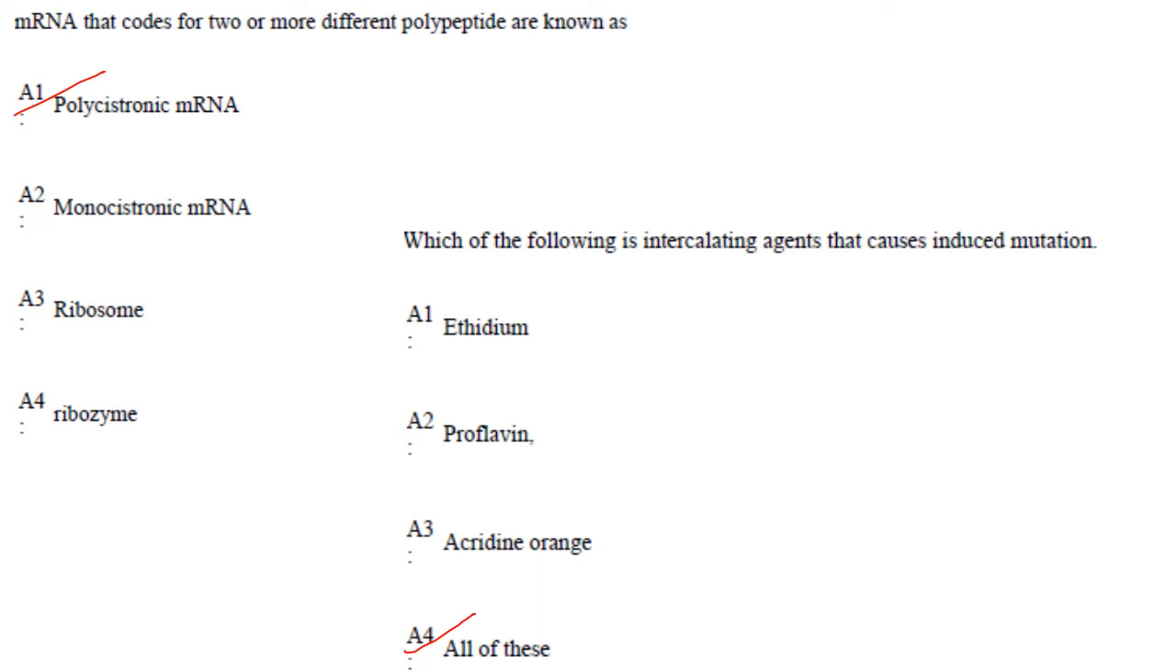Then mRNA that codes for two or more different polypeptides are known as... So mRNA that encode multiple polypeptides are called polycistronic, whereas monocistronic mRNAs encode only a single polypeptide. So the answer here is option 1. Then which of the following intercalating agents cause induced mutation? So ethidium bromide, proflavin, acridine orange. All of these are intercalating agents. Answer is 4.